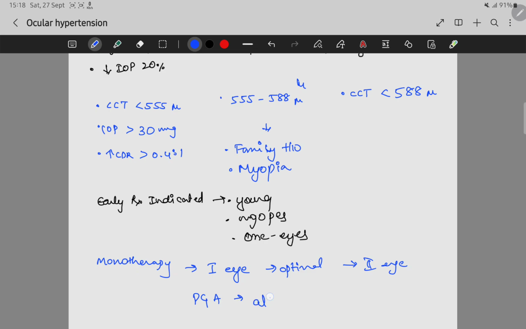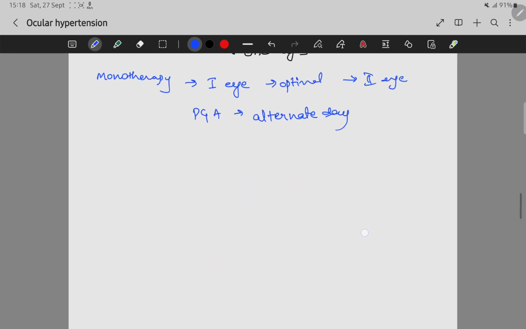Can be given on an alternate days schedule. And we have beta blockers, brimonidine, and adrenergic antagonists, and all. And cataract surgery also significantly reduces the IOP. So if the patient has cataract, we can try removing the cataract first before giving this treatment to them.